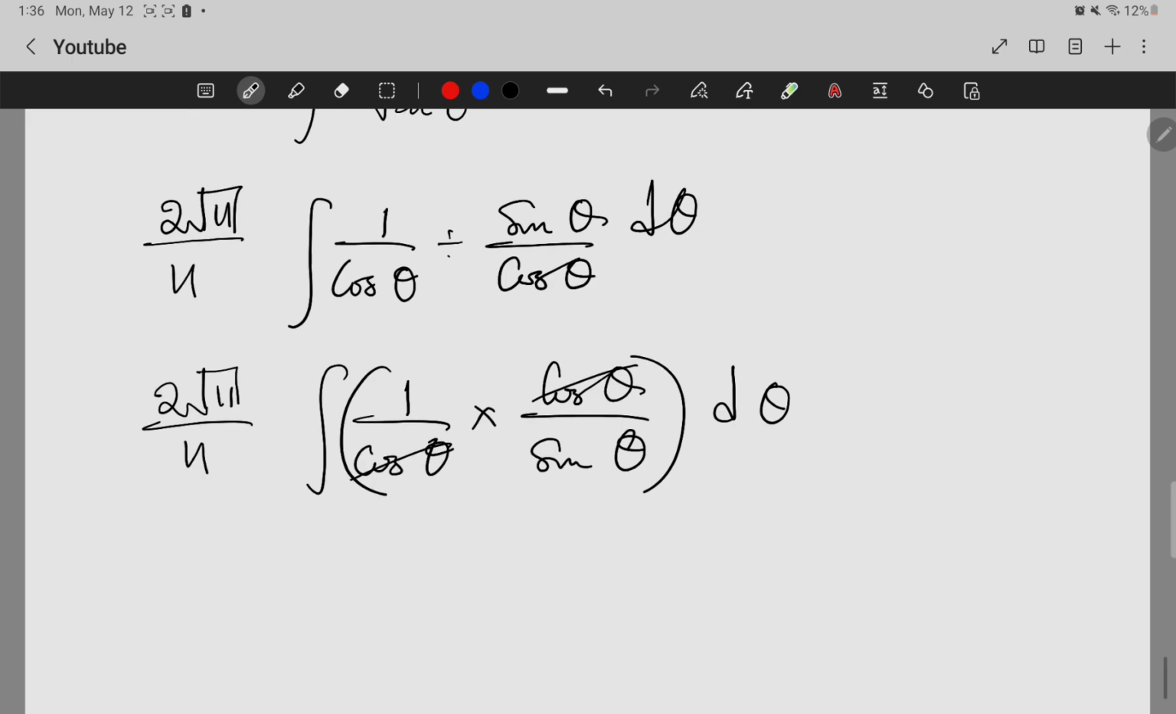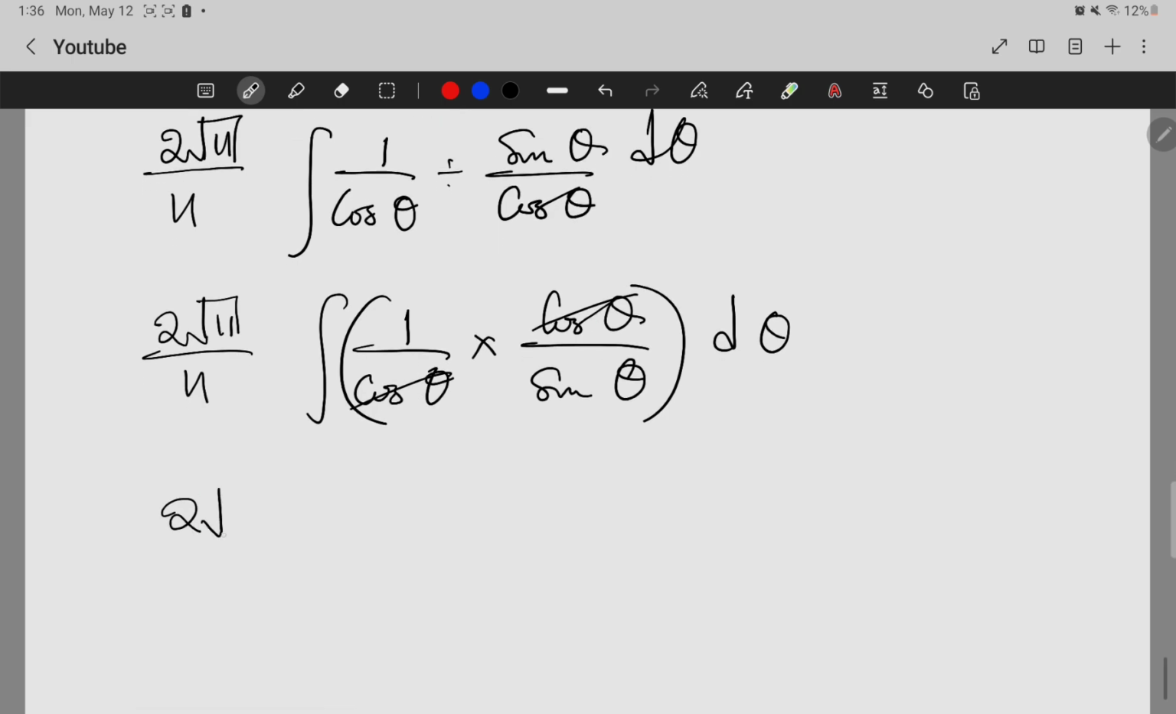The cos and cos will cancel, so that now you're dealing with 11 and the integral of 1 over sine theta d theta. So now you just have to integrate sine theta with respect to theta. Now, how do you get the solution to this?